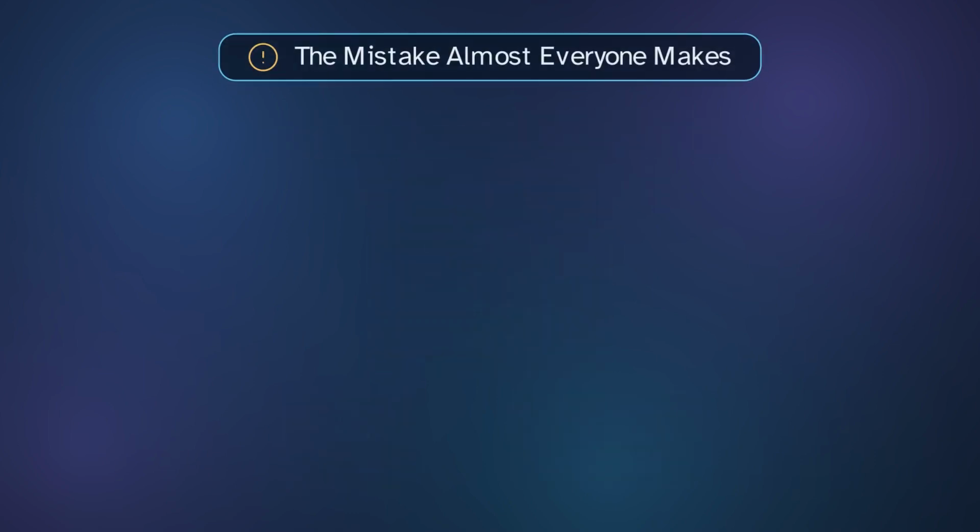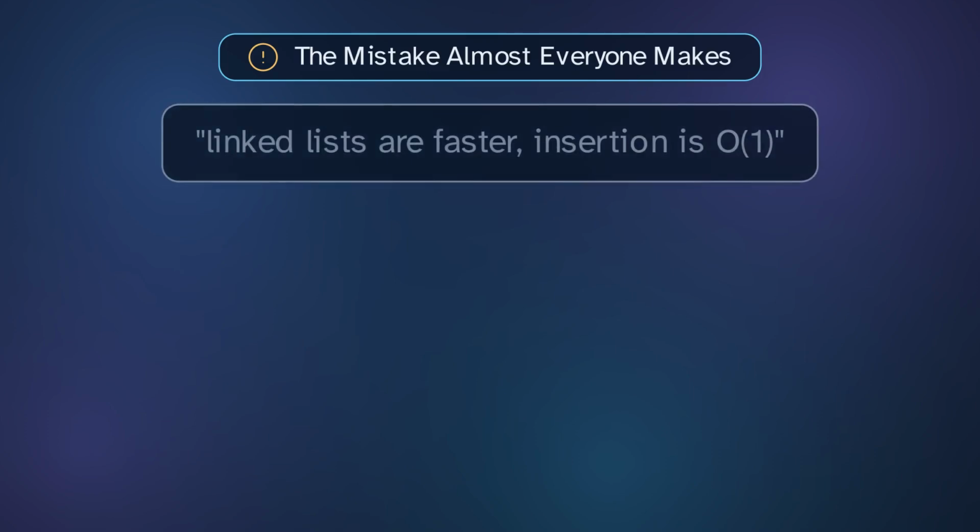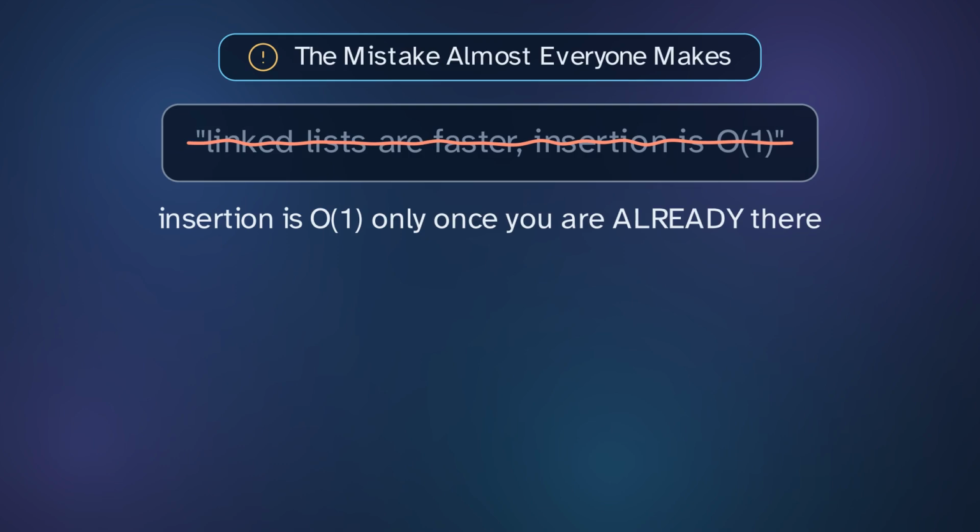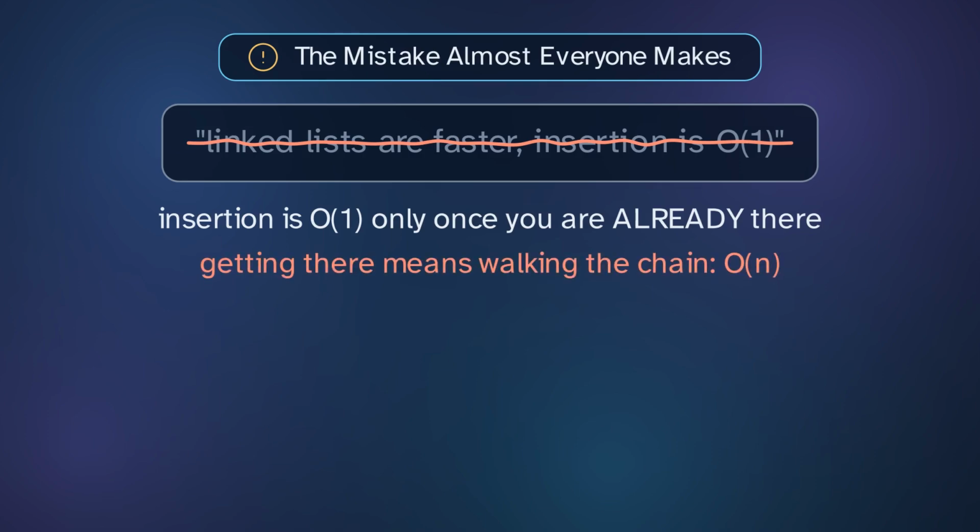Now let me save you from a mistake almost every student makes. Having heard that inserting into a linked list is constant time, people conclude that linked lists are simply faster. They are not, and here is the catch. Inserting is only constant time once you are already standing at the right node. Getting to that node means walking the chain, which is linear time. So inserting at a position you have to find first is not cheap at all.